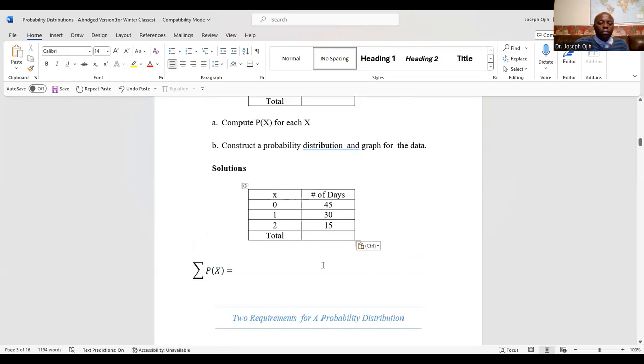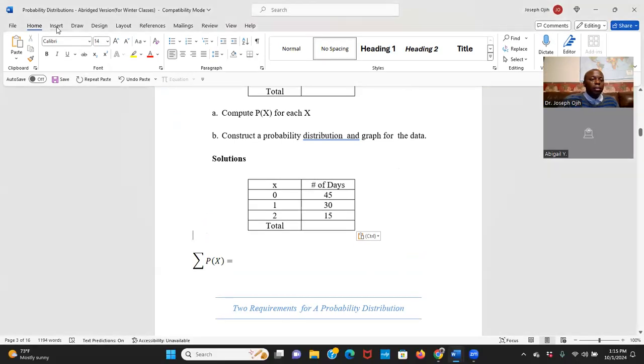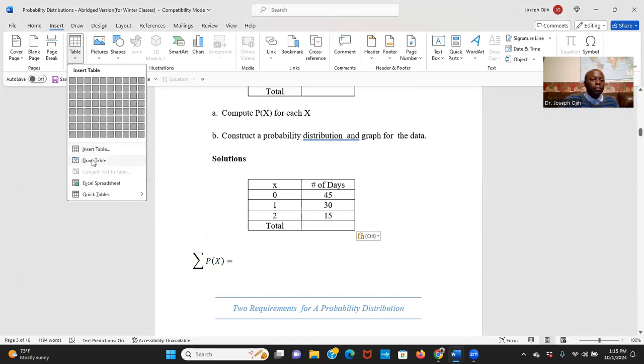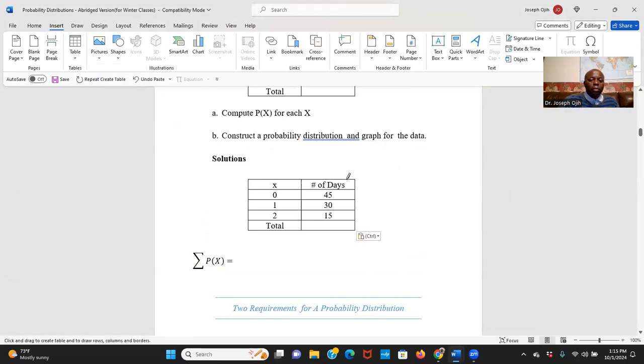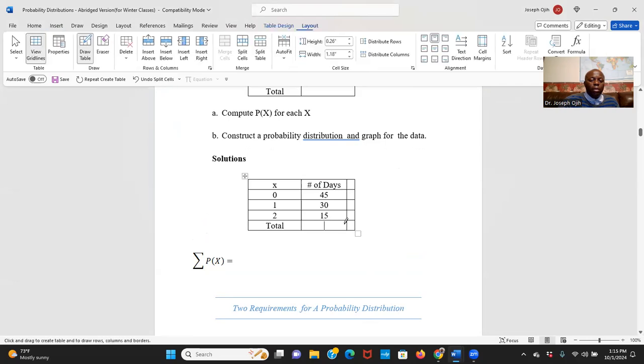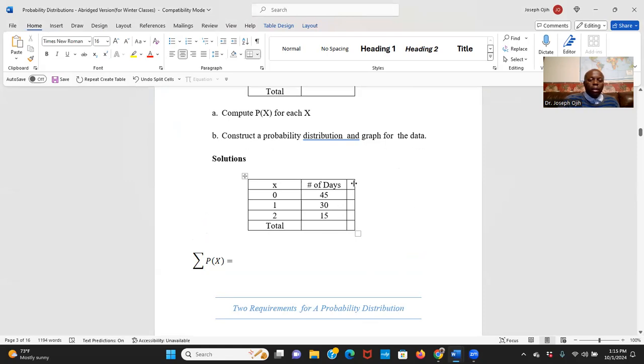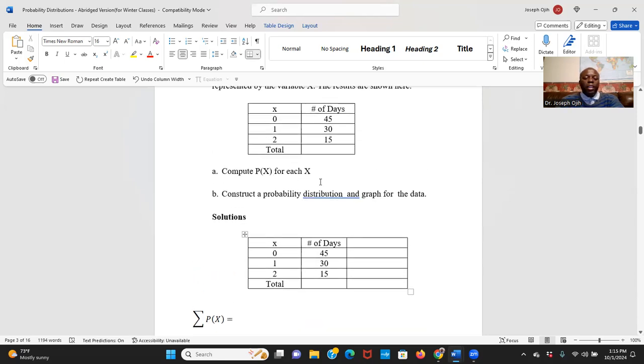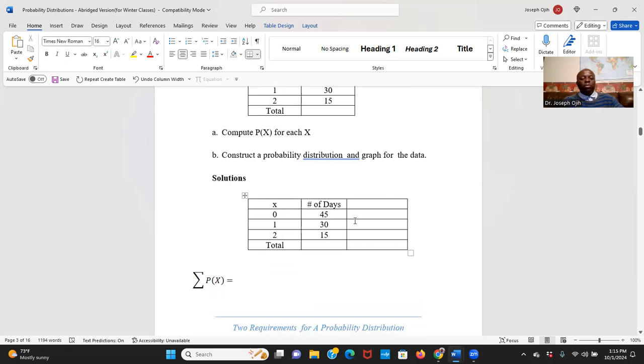Make sure you expand this. When I put this here, I'm going to add one more column. So now we are answering two questions: construct P(X) for each X, and then construct a probability distribution and graph the data. Good. So let's calculate the P(X) for each of them.